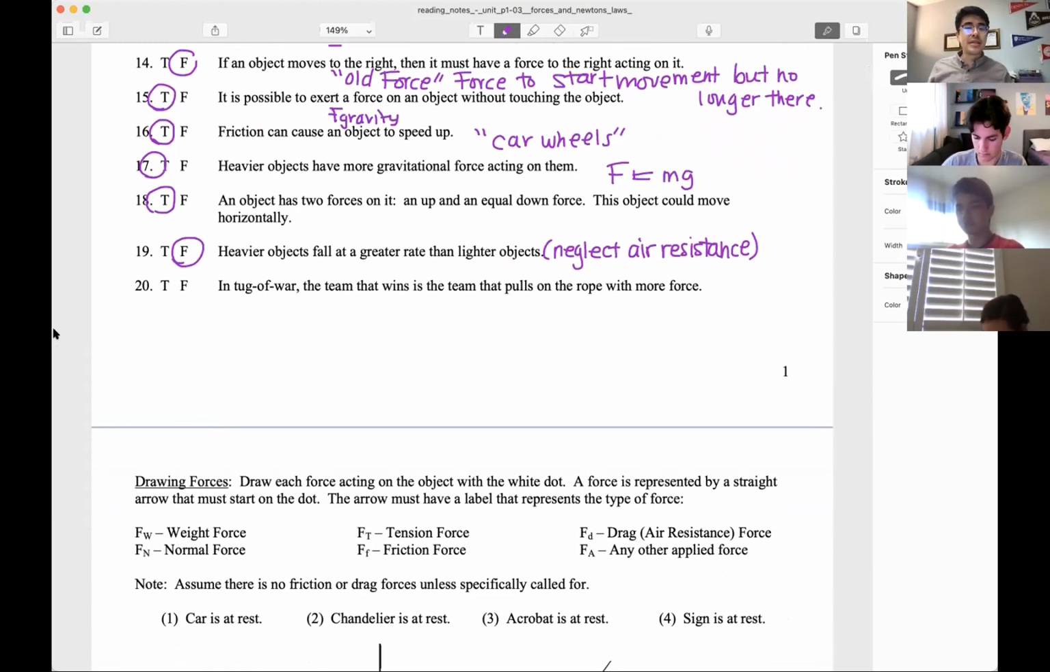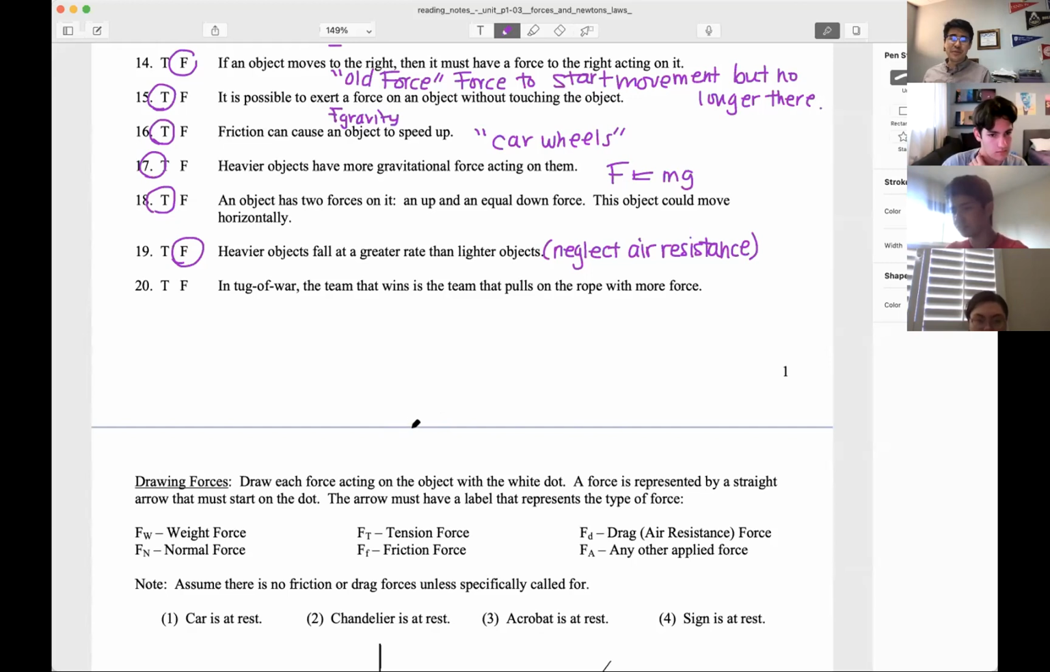And then number 20: in a tug of war, the team that wins is the team that pulls on the rope with more force. True. Explain. Their force is greater than the other team's, so it moves the middle point to the other side.